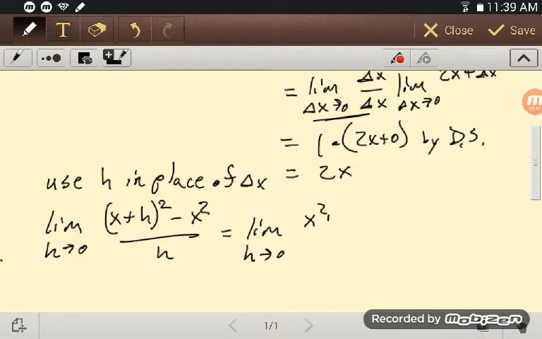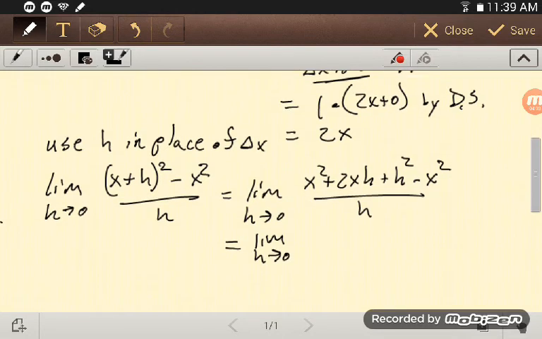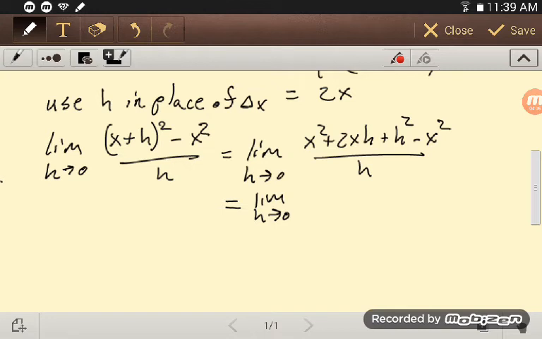So I get my x squared plus 2xh plus h squared minus x squared over h, the limit as h goes to 0. Now we've already done this, so I'm going to skip to the h over h and limit as h goes to 0 of 2x plus h. And so again we get 2x out of that.